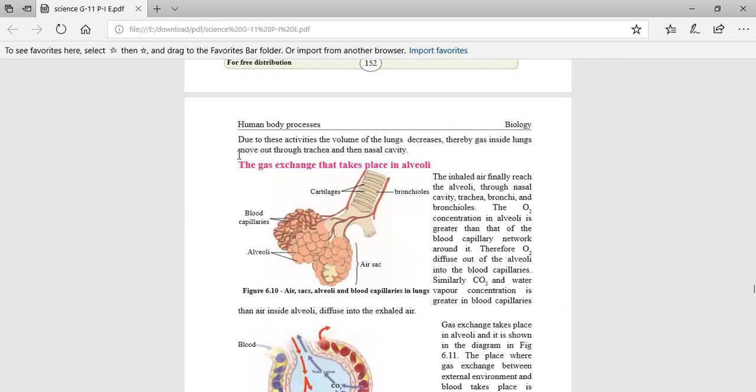Due to these activities, the volume of the lungs also decreases. Gas inside the lungs moves out through the trachea and the nasal cavity. Then the alveoli decrease, and the gas inside the lungs and alveoli moves out through the trachea and nasal cavity.